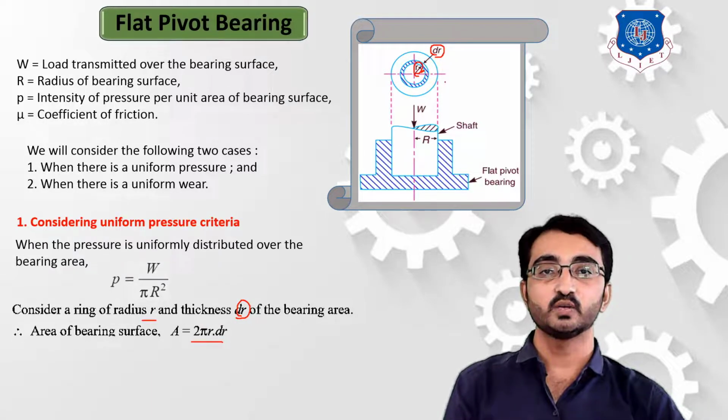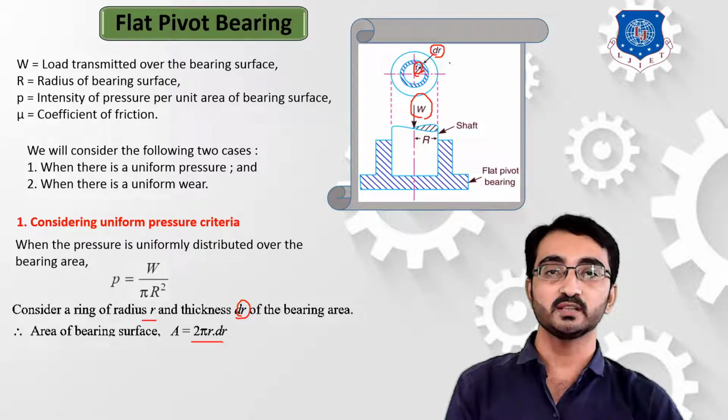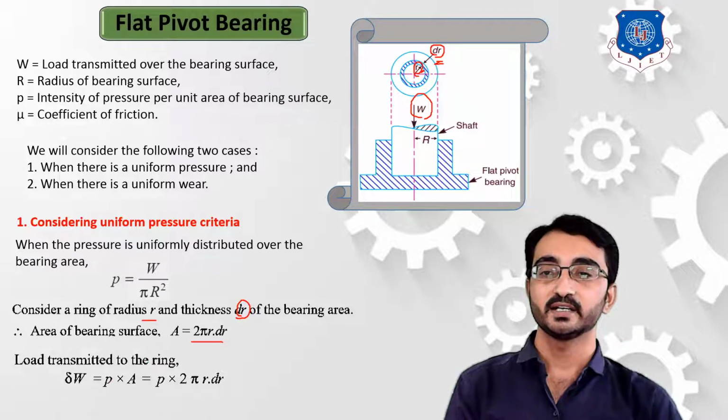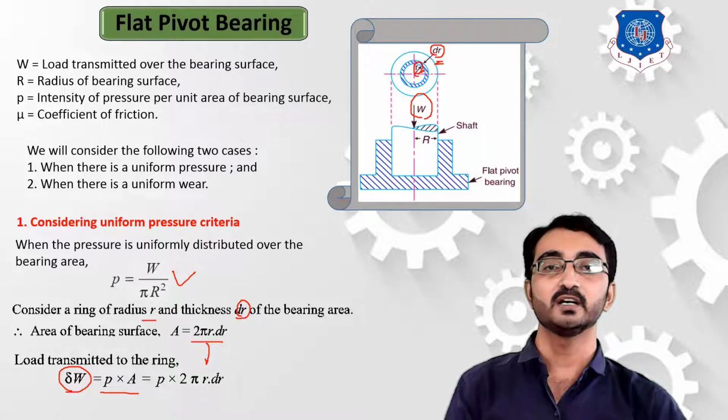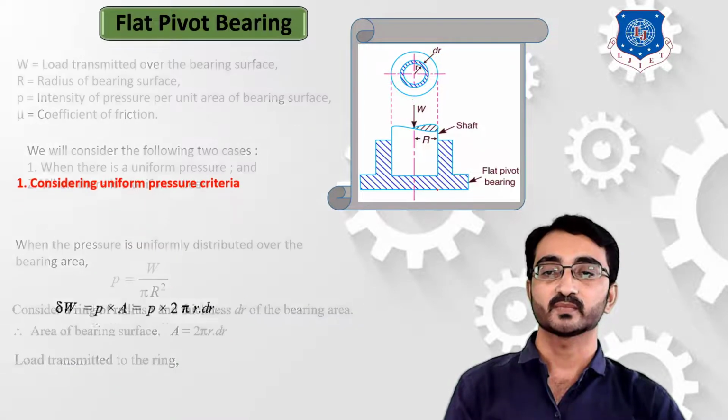Now to calculate the load W which is acting on this small segment, that will be considered as dW. So let dW be the load which is acting on that body. From this equation we can derive that W is equal to pressure into area. So we can simply write that dW, or delta W, is equal to pressure intensity into the area of that surface. Over here we can put the equation of area, that is 2 pi r dr. So we can simply derive that dW is P into 2 pi r dr. Now this is the equation for the load which is transmitted from this ring to this bearing.